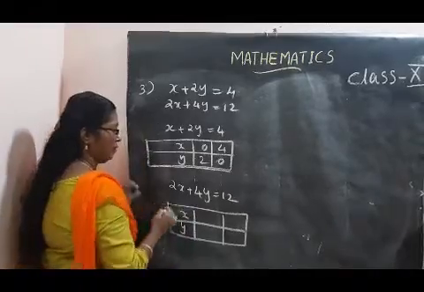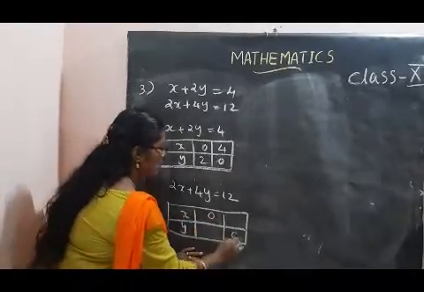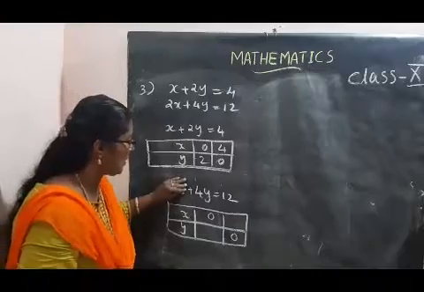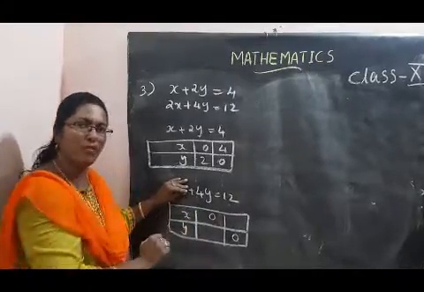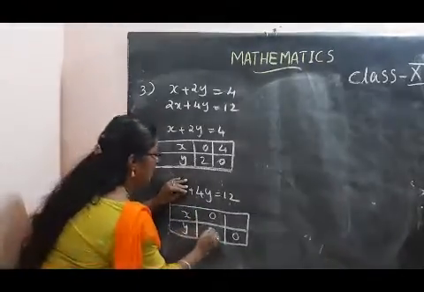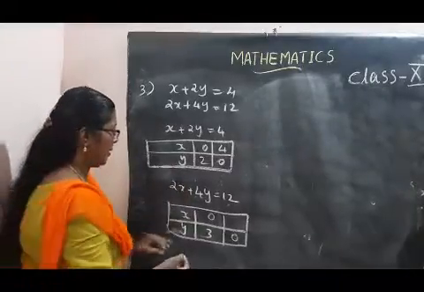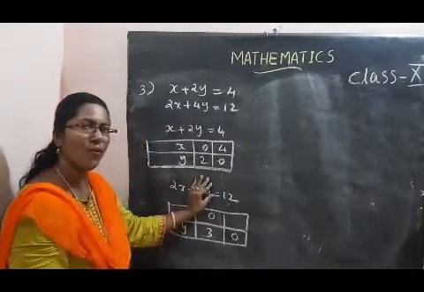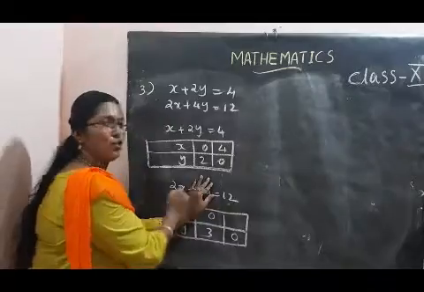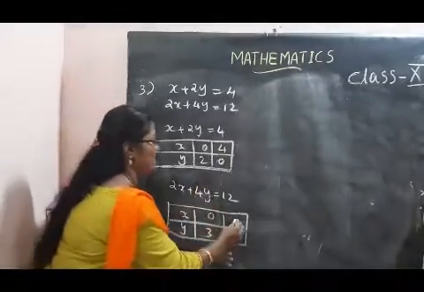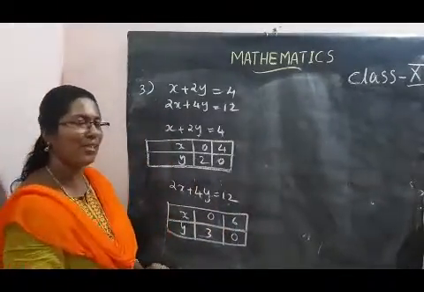Then the next equation, 2x plus 4y equal 12. Taking x and y, here x equals 0, 4y equal 12. What about y? 3. Then y value is 0, 2x equal 12. What about x? 6. Can you plot this?